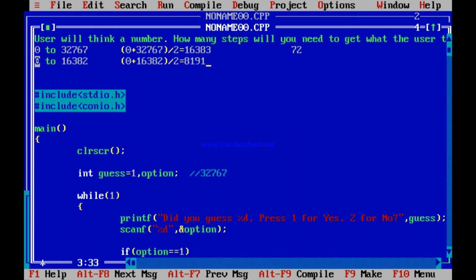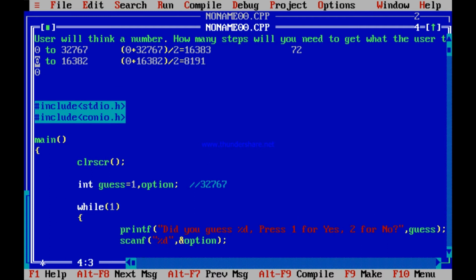I ask the user, did you guess 8191? More than that? Less than that? User says 72, which means the user will definitely say less than that. User will never say the number, but user will say less than that. You immediately understand your range now is 0 to 8190 because the number is less than 8191. So definitely the range is 0 to 8190. So I again take the midway, 0 plus 8190 by 2.